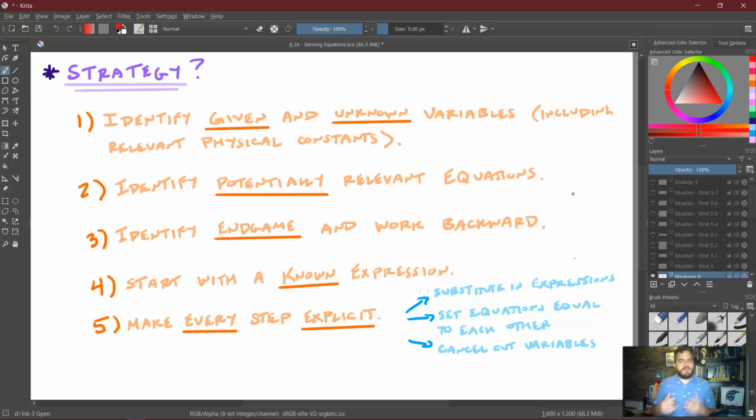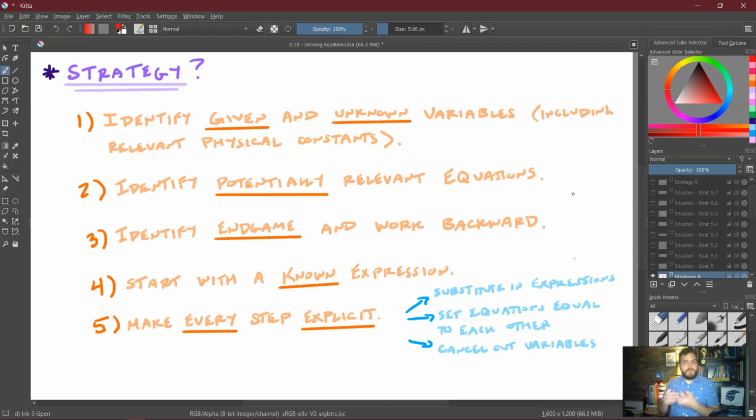Now, additionally, there are some really useful things that you're going to periodically see in these. You're not going to always use these, but they will come up sometimes. One, you're going to sometimes have equations that have variables you don't know, but you'll have other equations that you can manipulate for those variables and stick back in.